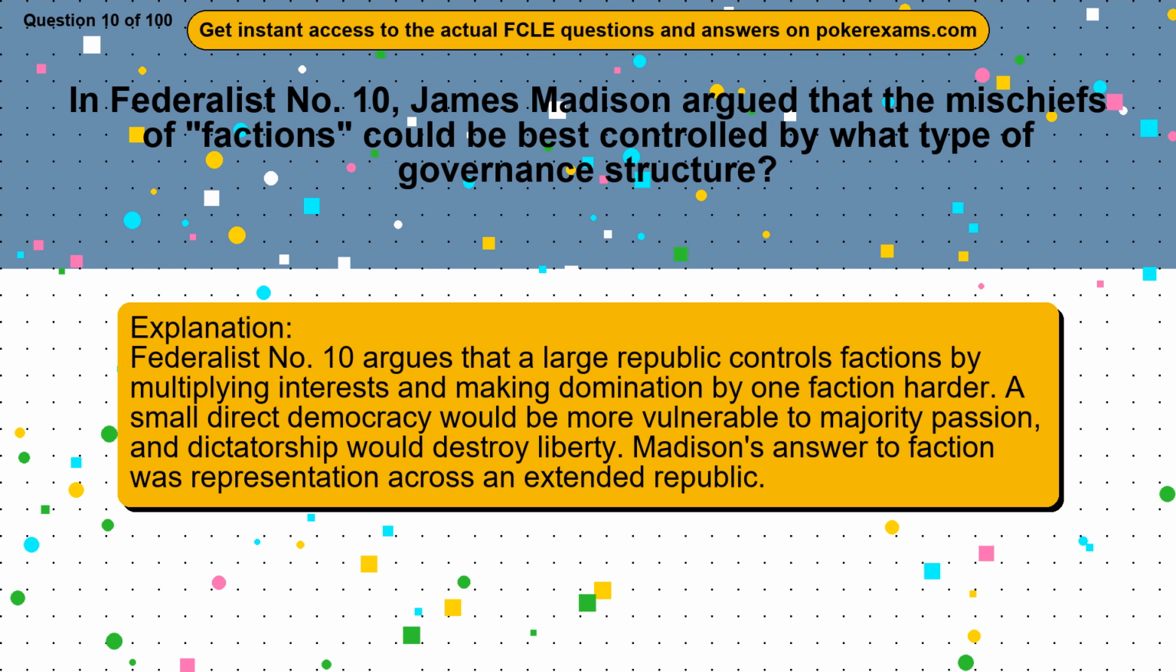Federalist No. 10 argues that a large republic controls factions by multiplying interests and making domination by one faction harder. A small direct democracy would be more vulnerable to majority passion, and dictatorship would destroy liberty. Madison's answer to faction was representation across an extended republic.